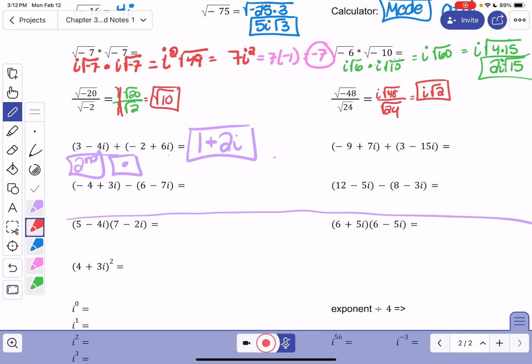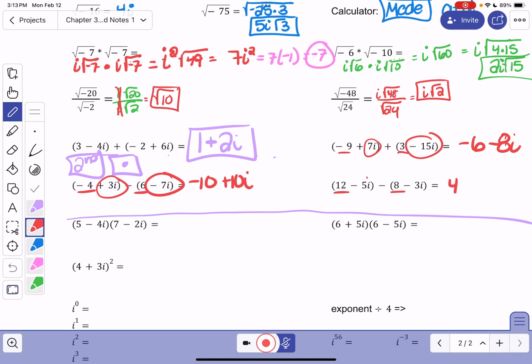All right. Negative 9 plus 3 is negative 6. 7i plus negative 15i is negative 8i. Negative 4 minus 6 is negative 10. 3i minus negative 7i gives us 10i. 12 minus 8 is 4. Negative 5 minus negative 3 ends up being negative 2. So 4 minus 2i. Again, you can do those on the calculator. That's up to you.